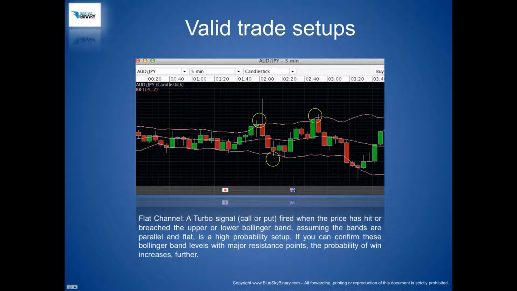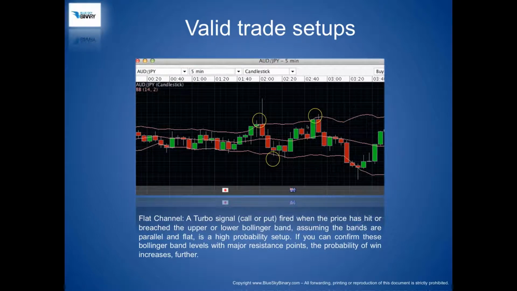Okay, so a turbo signal, either call or put, fired when the price has hit or breached the upper or the lower Bollinger band, now assuming that the bands are parallel and flat, is a high probability setup. Right? I'm not going to say it's a 100% win rate setup. That doesn't exist in the markets. It's a high probability setup.